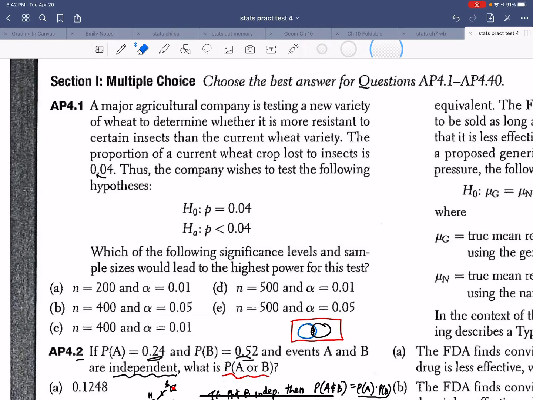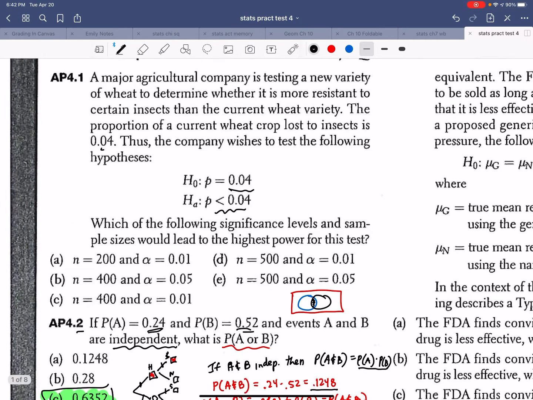Hey guys, we're going to do the next group of questions, which has to do with confidence intervals. And also, I think there's one on here with the stat test dealing with proportions. So the first question, number 1, says an ag company is testing a variety of wheat. It was determined that the proportion of the crop was 0.4, right? And maybe there's a sneaking suspicion it's something less than that. Which of the following significance level and sample size would lead to the highest power of the test?